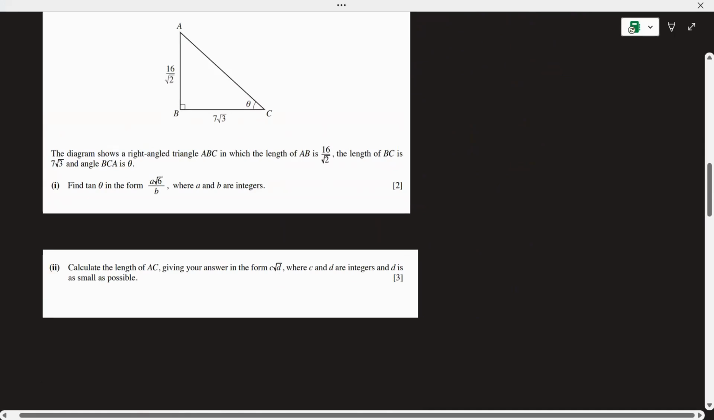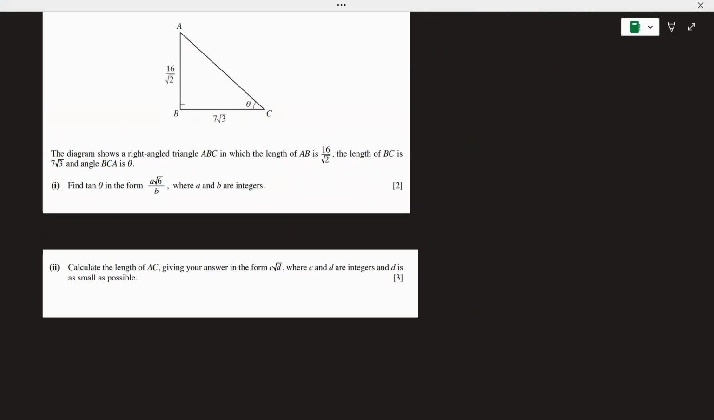Now we move to our next question. In this question, you can see a triangle. It's a right angle triangle. And the question is: the diagram shows a right angle triangle ABC in which the length of AB is 16 under root 2 and the length of BC is 7 under root 3, and the angle BCA is theta. Find tan theta. And you know the trigonometric ratios.